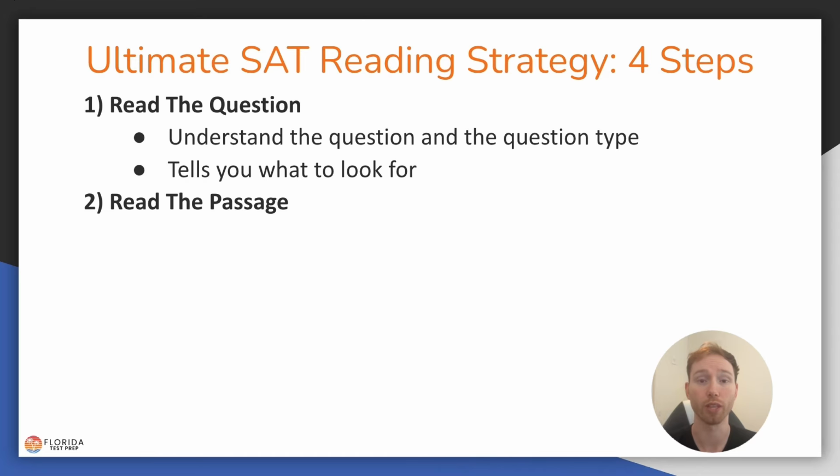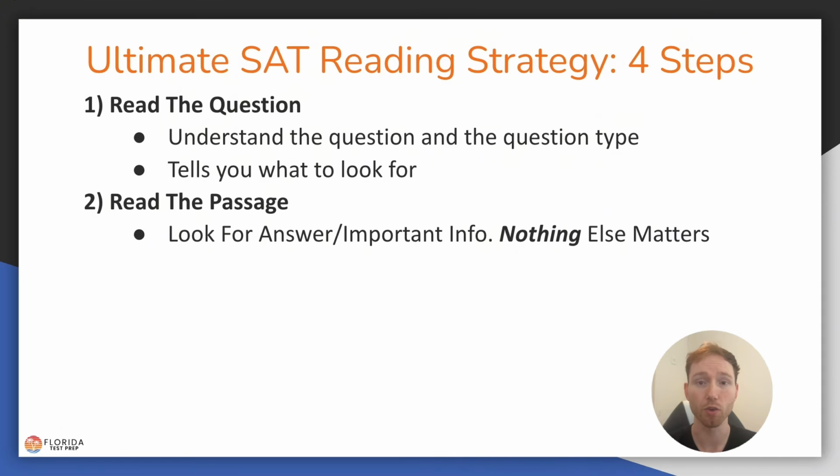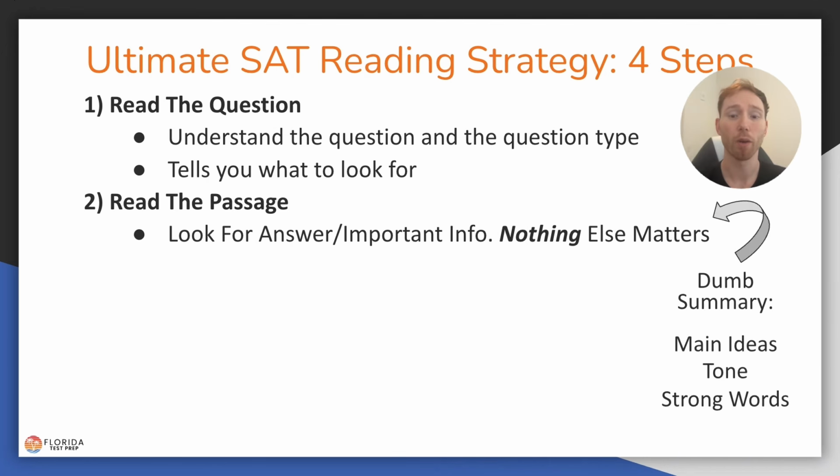The next step is to read the passage. You want to look for the answer or the important information that the question is asking you for. Nothing else matters. The best way to read faster on the SAT is to pay attention to the important stuff and forget the rest. This is primarily where you're going to want to do your dumb summary. So if you were going to jot down the main idea, the tone to help you comprehend the passage, you're likely going to do it on step 2.